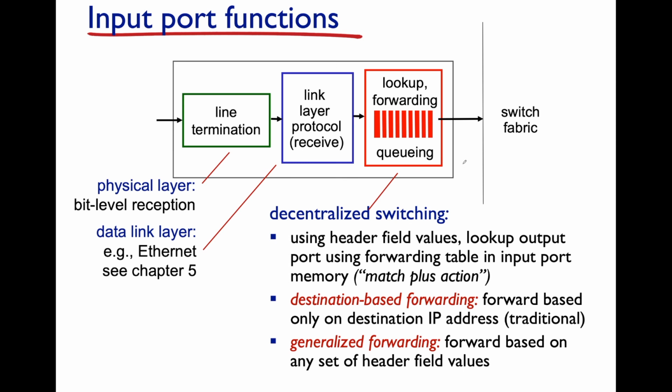And so this is decentralized switching. And you have also destination-based forwarding. You forward based only on the destination IP address. This is indifferent to using the software-defined network approach. It's very different. You can also have what's called generalized forwarding. We can set a series of rules that will make the router take certain actions based on how various pieces of information in the datagram are matched to those rules.